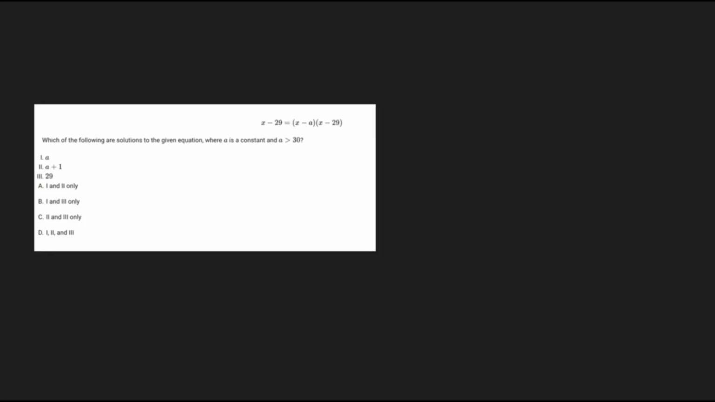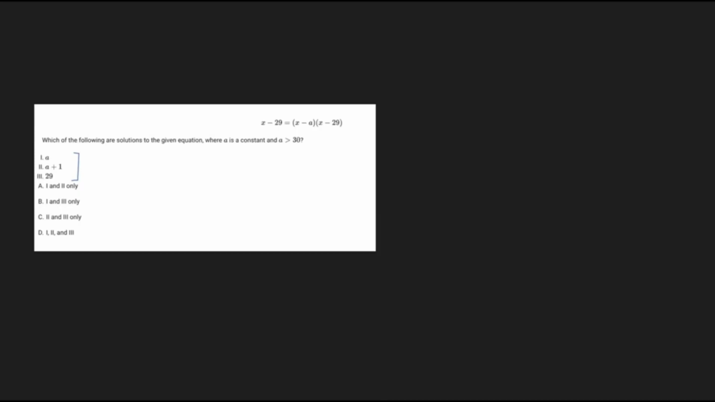Which of the following are solutions to the given equation, where a is a constant and a is greater than 30? All right, so first off, we have 3 possible answer choices. So a plus 1, or 29. And so what we want to do first is, well, we can just plug in these values to see if they work out, right?